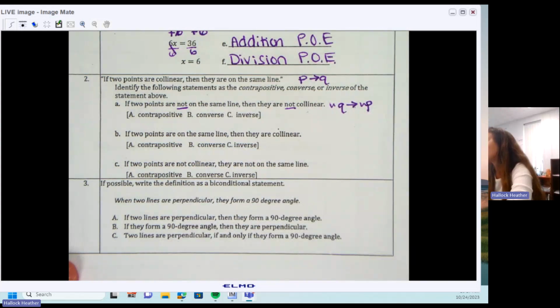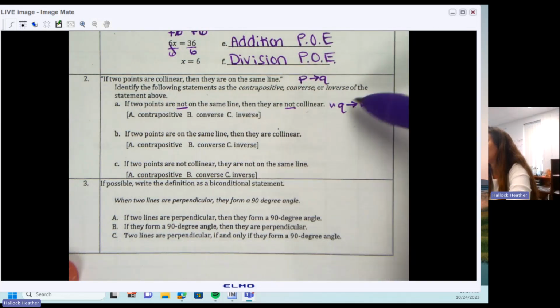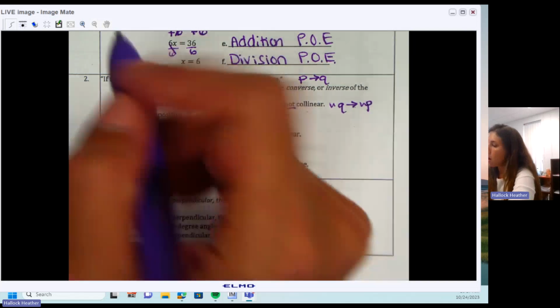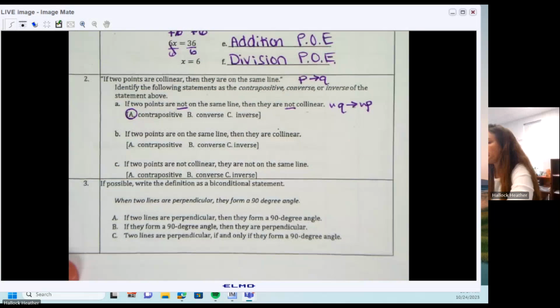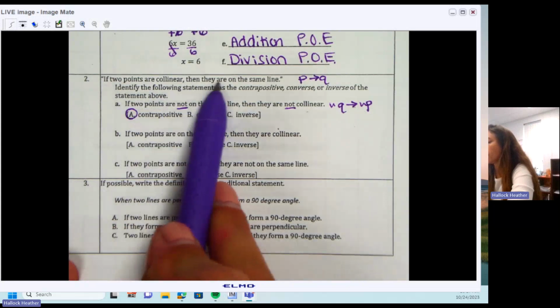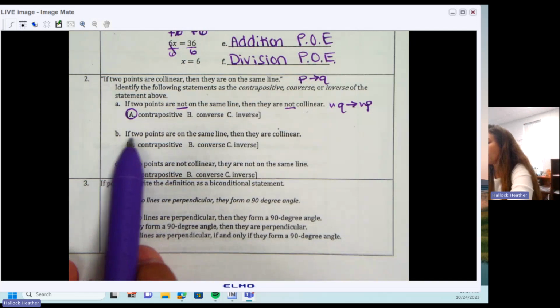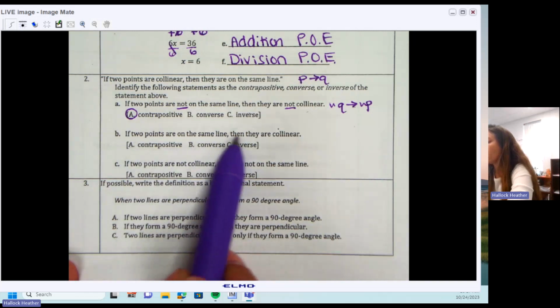If it was negative, now it's positive. The original was positive, so I'm making it negative. So I switched them and I made it negative. So negating it and switching it is a contrapositive. Using the original sentence, if 2 points are collinear, then they are on the same line. That's my original P to Q. Now I have if 2 points are on the same line, they are collinear.